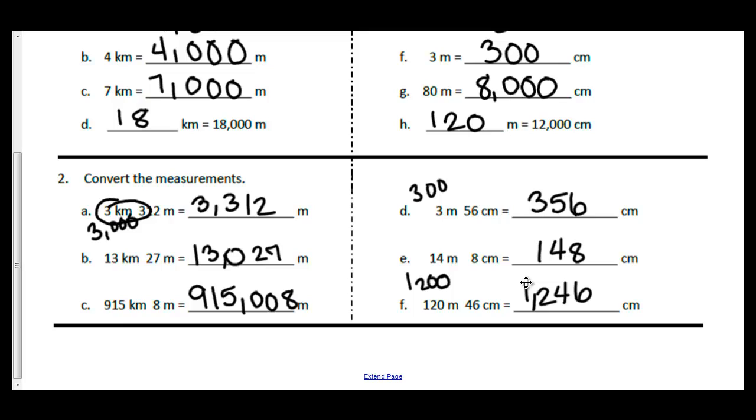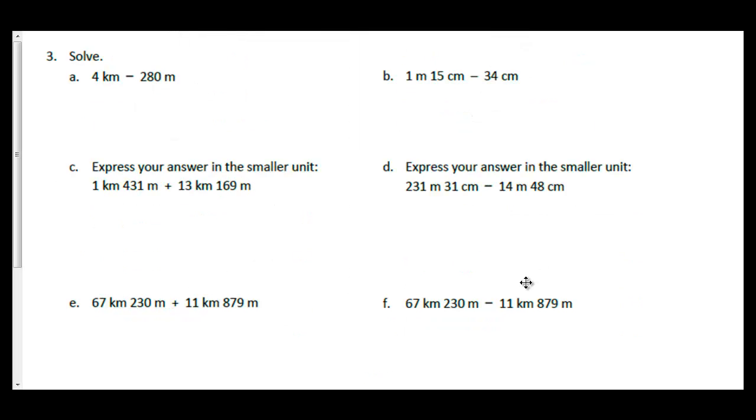All right, let's keep going. Okay. This time, instead of adding, we're going to be doing a little bit of subtraction. Good thing that you did subtraction in the last unit. All right, so this time I've got 4,000 kilometers, and I want to take away 2,080 meters. So I'm going to have to convert these to meters. So I've got 4,000 kilometers minus 280, or excuse me, 4,000 meters minus 280 meters.